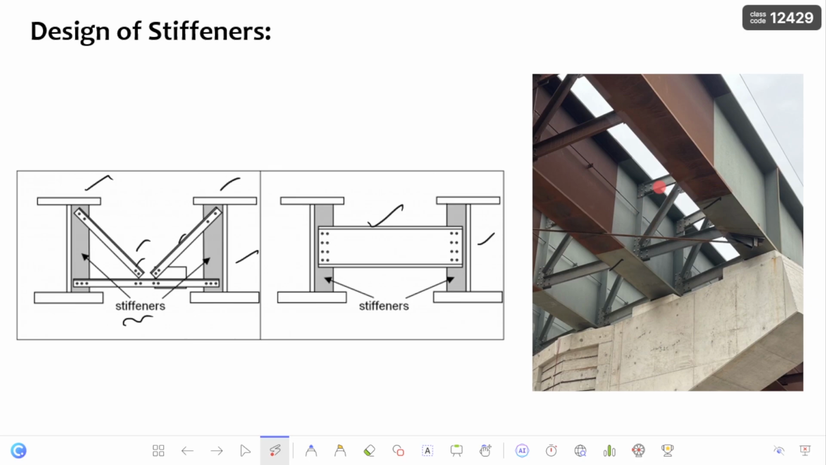In this way, stiffeners are going to play a very important role in plate girders, and based on the functions, the stiffeners are further divided into different types, and those types I am going to discuss in the further videos. And this is the main important video which discusses why we are going to provide the stiffener in the plate girder.